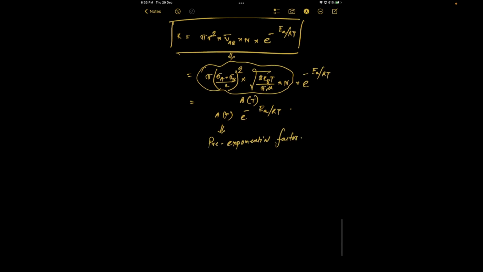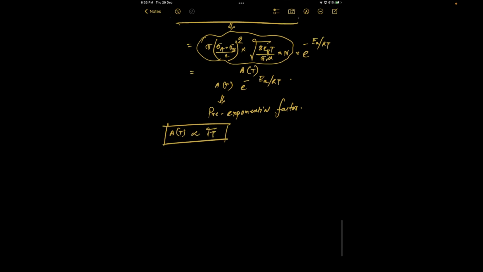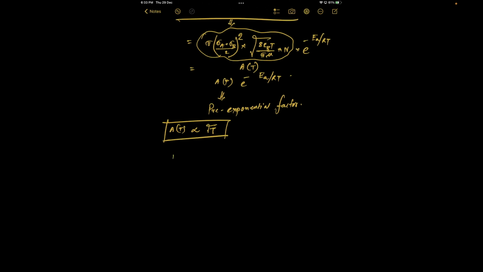Okay, now look carefully. From collision theory, the pre-exponential factor A(T) is proportional to root over of temperature, right? So this is important. There are three things that are important. First, from the Arrhenius equation, the pre-exponential factor is temperature independent. Now from the TST Eyring equation, the pre-exponential factor is temperature dependent and proportional to temperature alone.